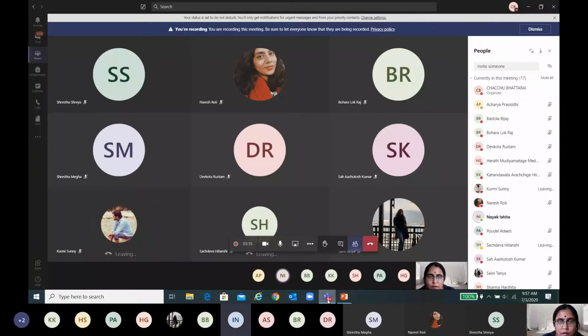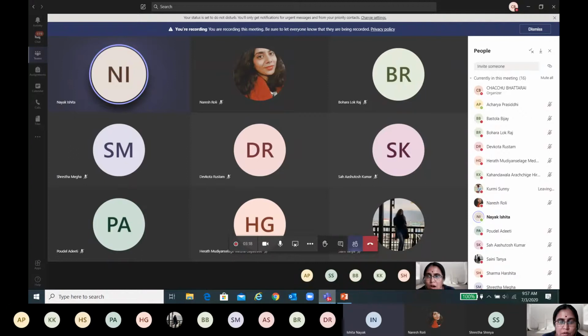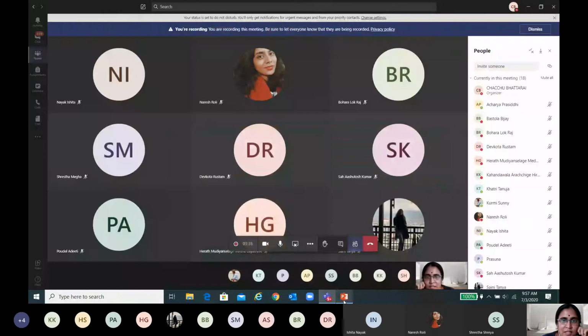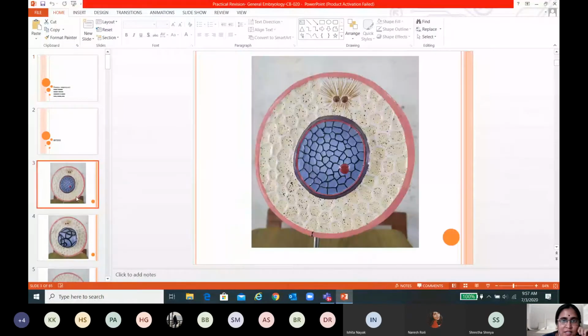Yes, ma'am. Okay, now all today is a revision class, so we will be doing revision of the general embryology from the model. I have taken the pictures of the model, and like we used to do embryology revision in the dissection class. Do you remember? Similarly, we will be doing this. So please answer this. Let us see.